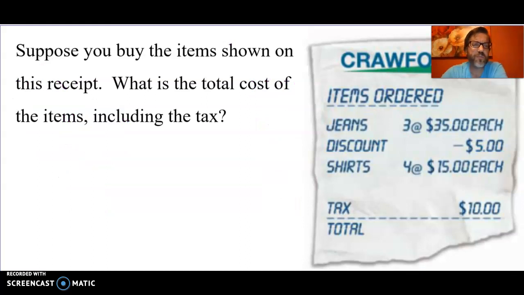It's kind of a word problem here. We have Crawford's department store. Suppose you buy the items shown on this receipt. What is the total cost of the items, including the tax? And you can see we have jeans here, 3 pair. We're buying 3 pair, and it's at $35 each. So if you want to find the total cost of the jeans, you would take 3 times 35 because they are $35 a pair.